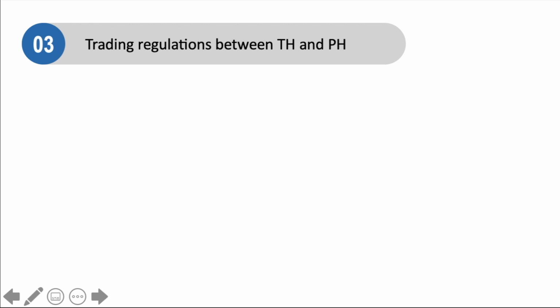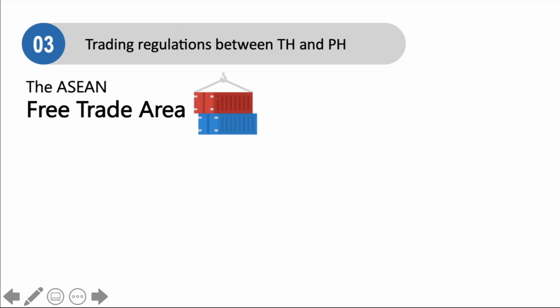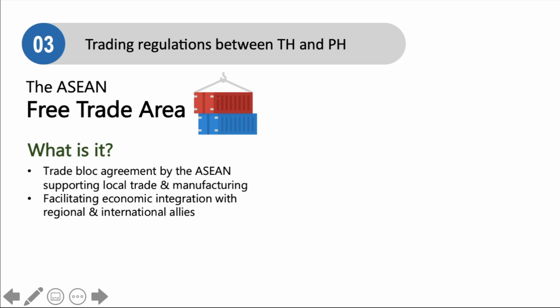So as you have learned, Thailand and the Philippines belong to the Association of Southeast Asian Nations. And this association has a free trade area as part of the ASEAN Free Trade Agreement or the AFTA. So what is this ASEAN Free Trade Area? This is a trade bloc agreement by the ASEAN nations supporting local trade and manufacturing. It facilitates economic integration with regional and international allies. So with this, it lowers business costs, increases trading, and a larger market and economies of scale for business is therefore attained.